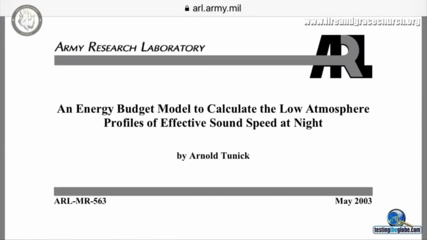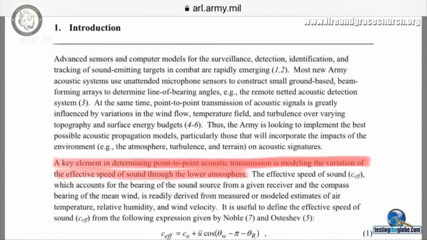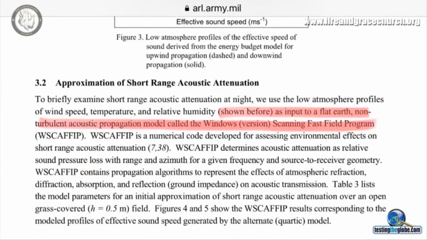Army Research Laboratory. This is another one, calculating low atmosphere profiles, sound speed at night. So calculating sound speed. It says to briefly examine short-range acoustic attenuation at night, we use low atmosphere profiles of wind speed, temperature, relative humidity shown before as input to a flat Earth non-turbulent acoustic propagation model called the Windows version scanning fast field program. So, you know what they tell us? That the atmosphere is not moving with the spin of the earth. It's non-turbulent. I mean, it's not carrying anything with it.